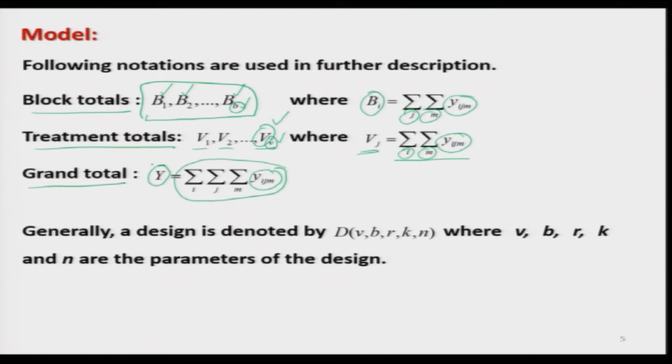So, now you can see here that whenever you want to define or illustrate the setup of a block design, then we need the values of v, b, r, k and n. These v, b, r, k and n are called the parameters of the design, and in general a design is indicated by the notation D, and inside the parenthesis v, b, r, k, n, because these are the 5 parameters which are going to describe the setup and structure of the block design.